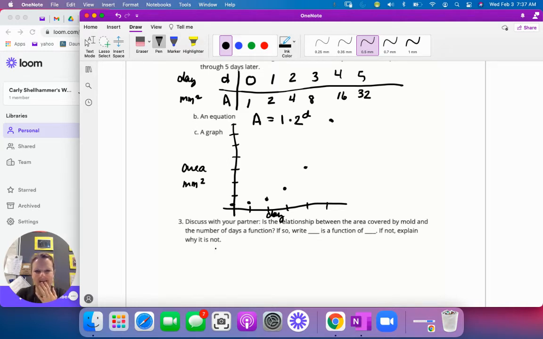Discuss with your partner, is the relationship between the area covered by mold and the number of days a function? If so, write blank is a function of blank. If not, explain why it's not.